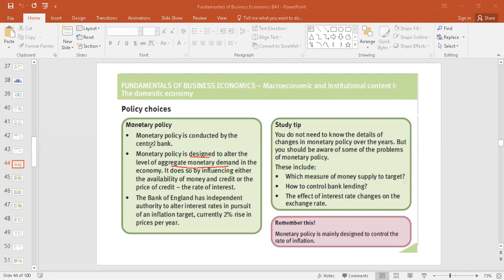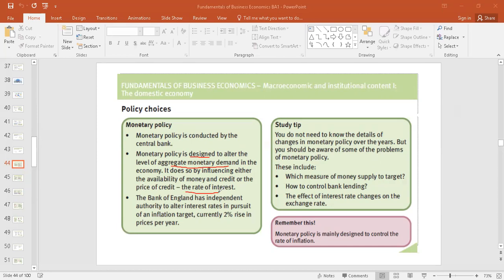It does so by influencing either the availability of money and credit or the price of credit, the rate of interest. So certain actions are taken by the government to ensure that the desirable amount of money circulates in the economy. They can take actions to restrict the amount of money available. If they increase the rate of interest, not many would be interested in borrowing loans because of the rise of interest. So they can cut down on the availability of funds.